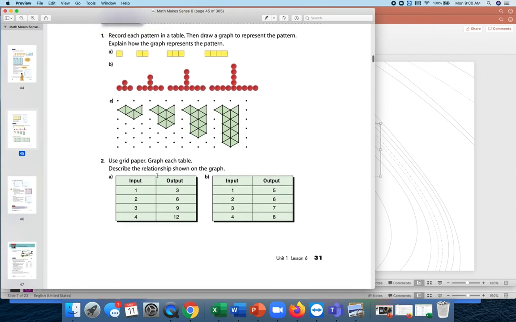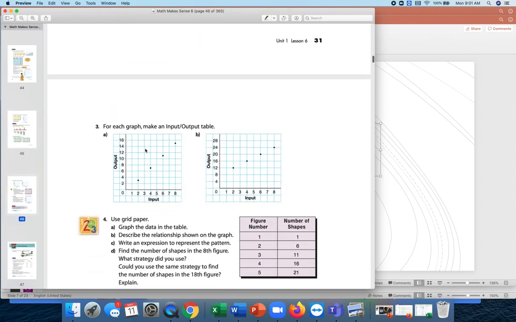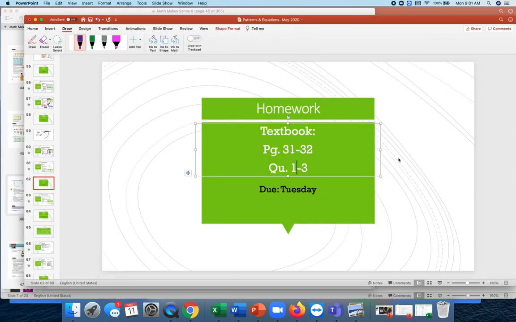The next one, you have to, again here, you have to use grid paper, create a graph for each table, describe the relationship shown on the graph. So describe the relationship shown on the graph would be what we did yesterday, which is as the input increases by 1, the output increases by whatever. Okay, that's what they're asking. Then you do need to draw this. So I would suggest, again, you have to make that sneaky third column. And then the next one, make a graph for each table. So that was basically like what we just did today. Okay, that's all you have to do. We're not going to do expressions quite yet.